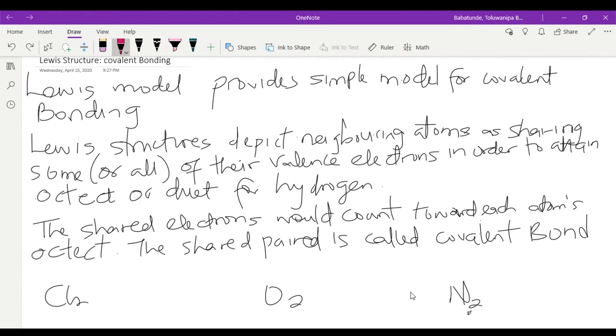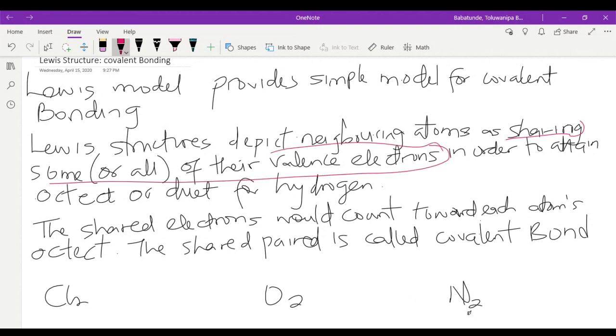So in this lecture, we're going to talk about Lewis structure, which is a covalent bonding. We talked about ionic bonding previously. So the Lewis model provides a simple model for covalent bonding. Lewis structures depict the neighboring atoms as sharing some or all of their valence electrons.